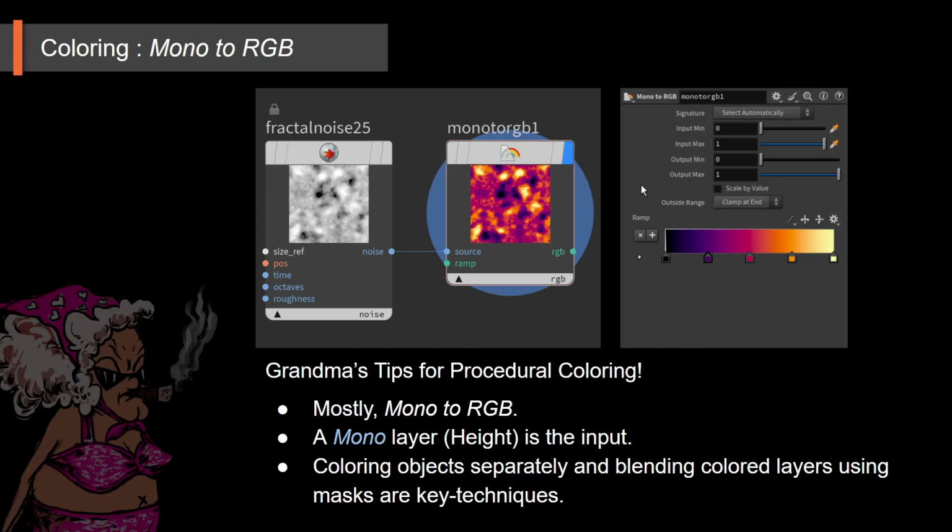In procedural coloring in Copernicus, mono to RGB is almost everything. When you plug in your mono layer, which is the height layer in our case, then you can color the layer with the ramp parameter. But coloring everything with only one mono to RGB layer is quite a difficult process. So you may need to separate each object. Coloring each object and blending all together are the key techniques in procedural coloring.